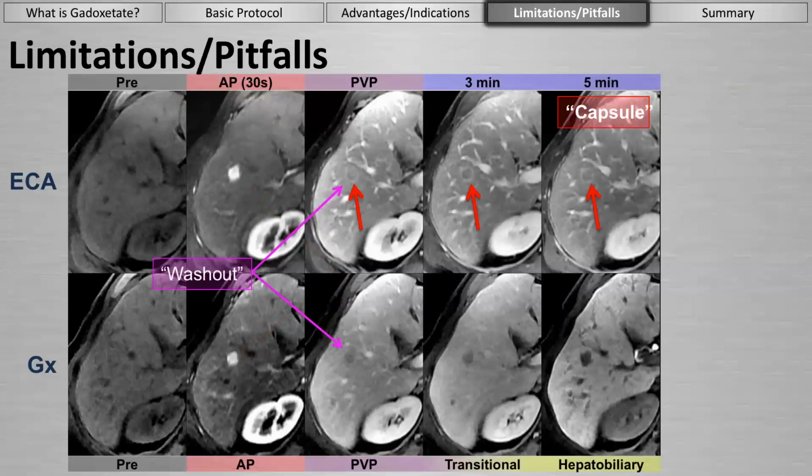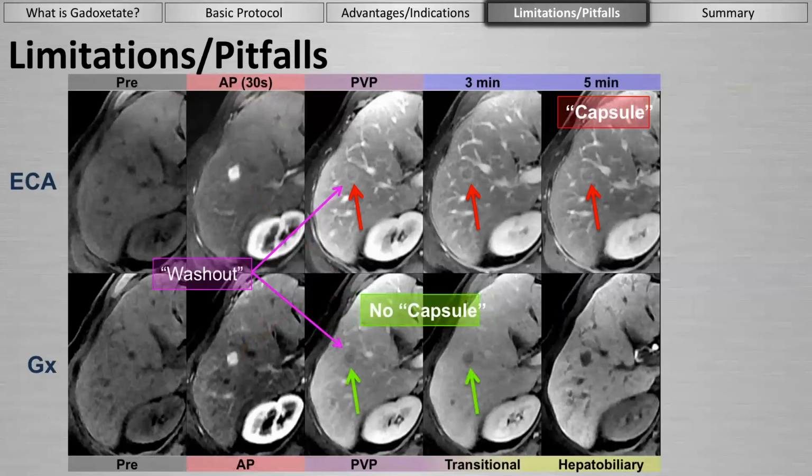What about this lesion? Does this lesion show a capsule? I can't see the capsule, right? Can you appreciate the fact that we see this rim of enhancement here, but we don't see the rim of enhancement here? Why not? The reason we don't see the rim of enhancement here is that the liver is so bright that the rim of enhancement of the capsule blends imperceptibly into the background liver, and we don't see the capsule.